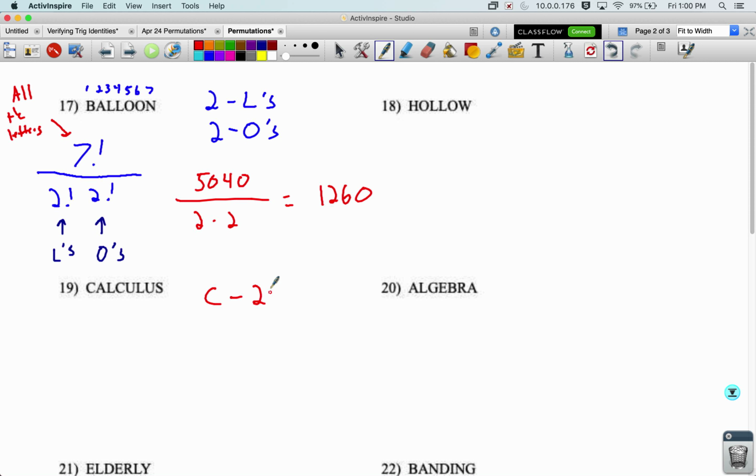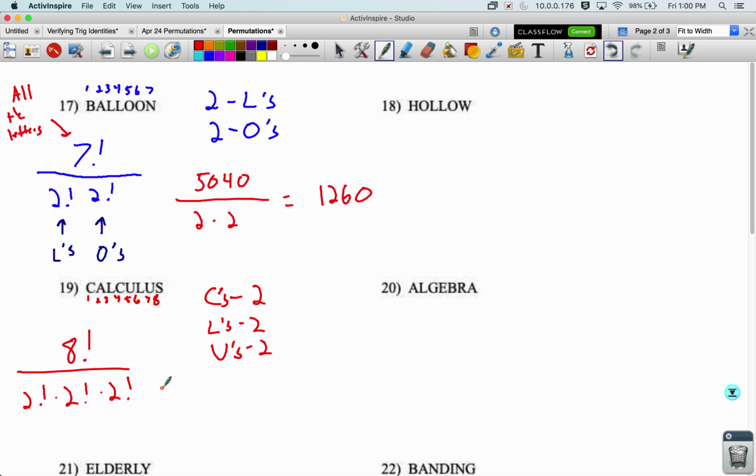So we got 2 C's. A's we got 1. L's we've got 2. We already did C's, and U's we've got 2. And how many letters total? 1, 2, 3, 4, 5, 6, 7, 8. So 8 factorial on the top, divided by 2 factorial times 2 factorial times 2 factorial on the bottom for the double C's, the double L's, the double U's.